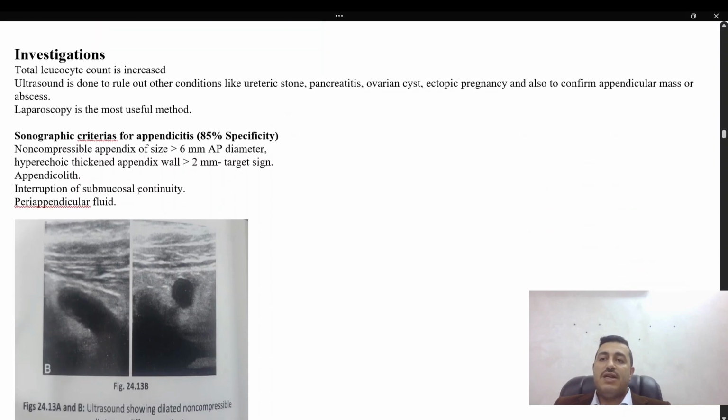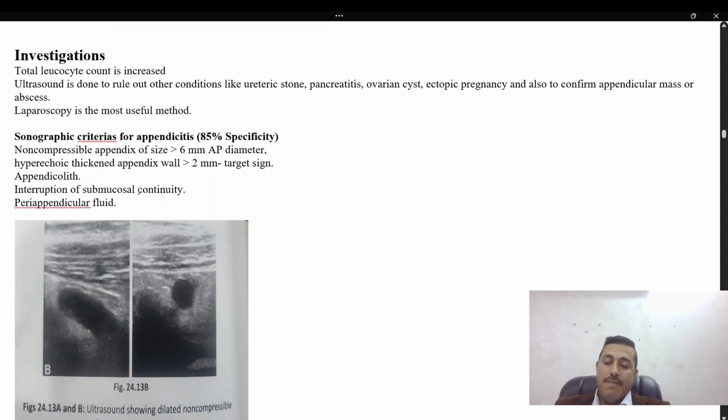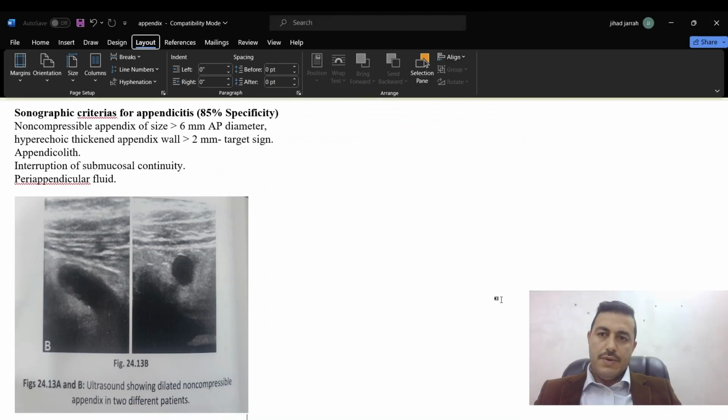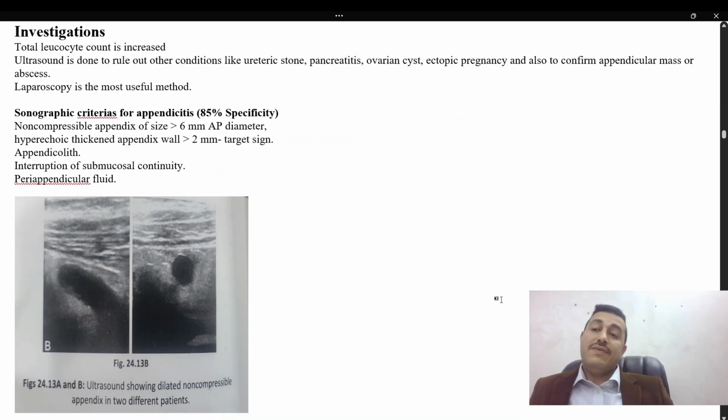Okay, about the investigation, how can we investigate the appendix? What investigation do we need to support our diagnosis? First of all, CBC, complete blood count. We will see a rise in the white blood cells and neutrophil shift.